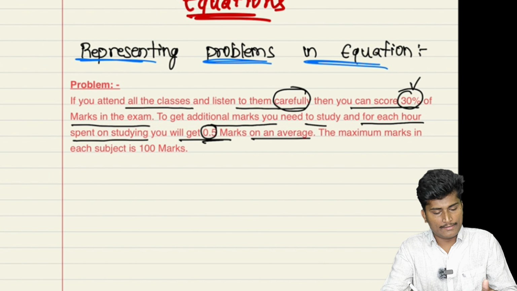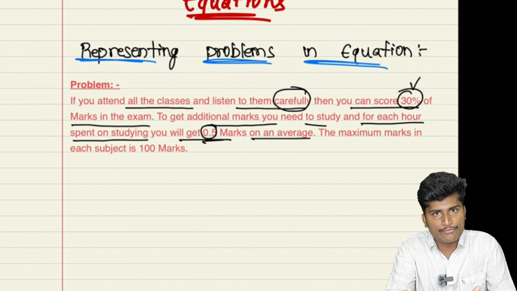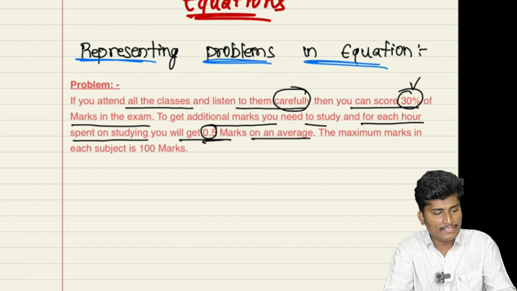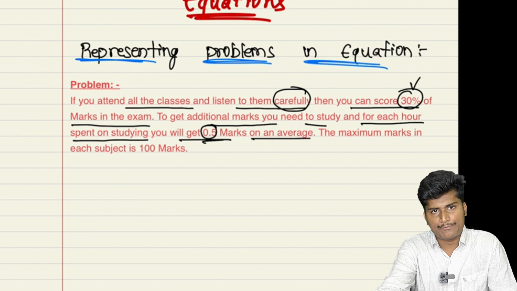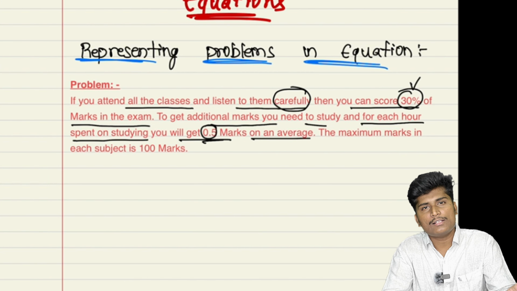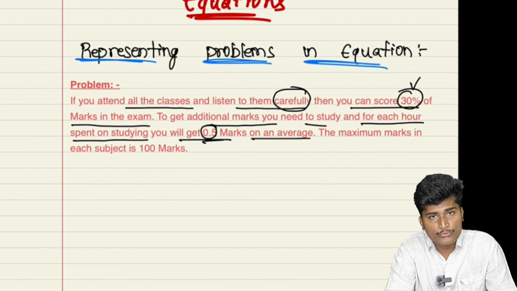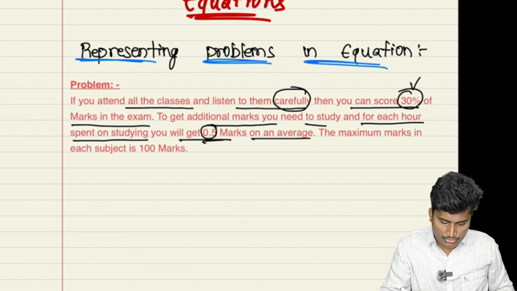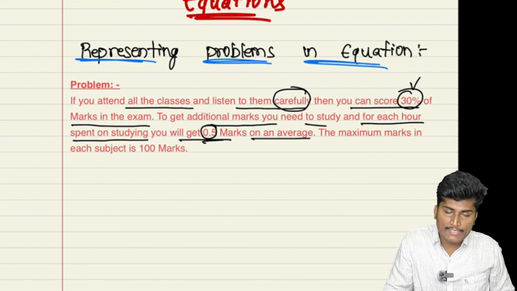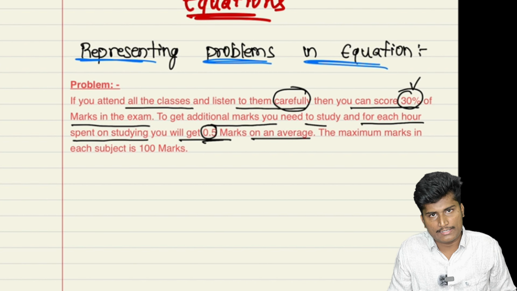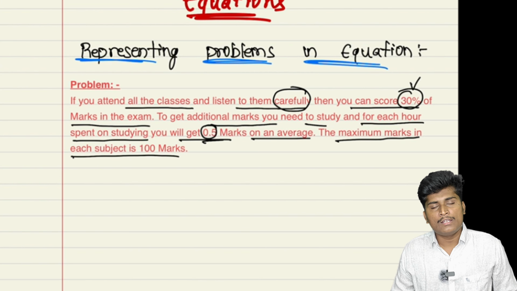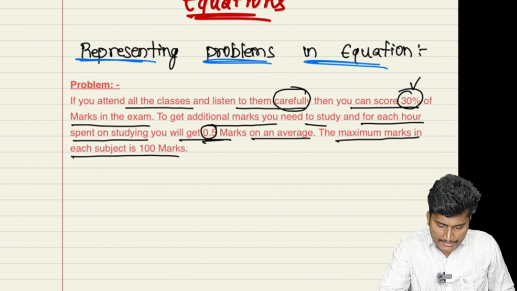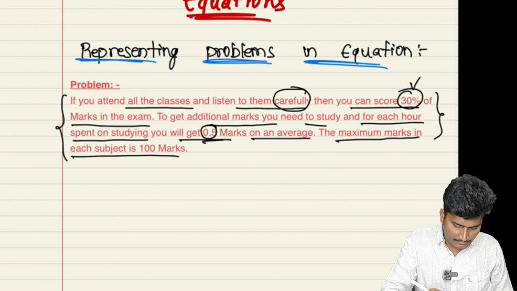While studying, for each hour you spend studying, you will be able to get an additional 0.5 marks on an average. Maybe for each subject, you will have a different capacity, right? Maybe in one subject, you may be able to study less time and get more marks. And there may be another subject where you will need to study more hours and get very little marks. So we are taking an average across all the subjects. Based on the average, you will be able to get 0.5 marks per hour of studying on an average. Now, the maximum marks in each subject is 100 marks.